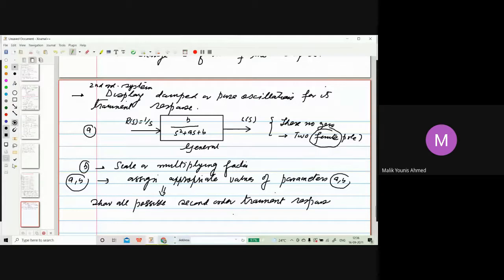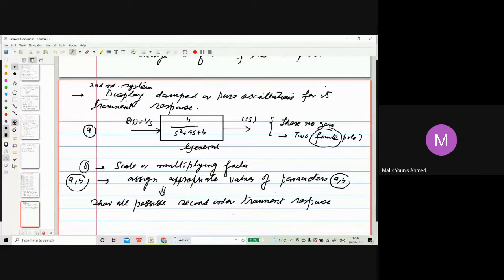So I'm explaining again. B, we are taking a general example here. B is a multiplying factor, and with this multiplying factor, whatever results we get will not have any impact on the response. By substituting the appropriate values for the constants A and B in the denominator, we can explore all the possible transient responses, whatever the possibilities are.